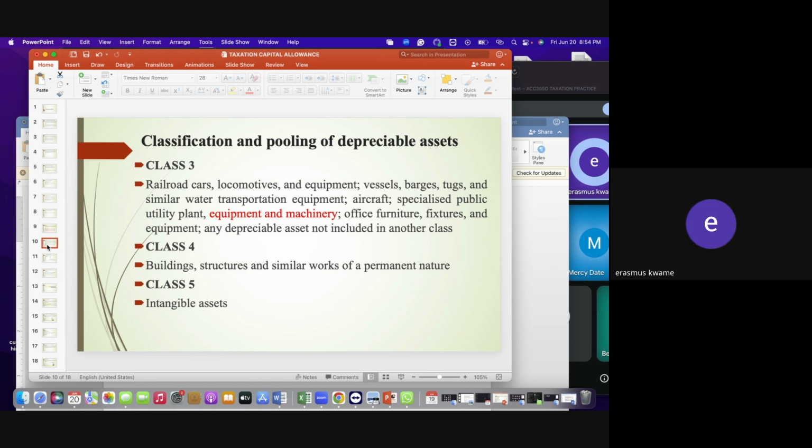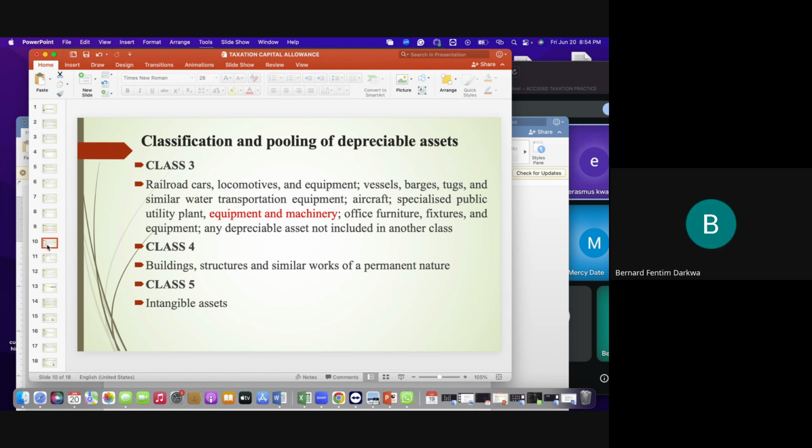Doc, respectfully, how will you distinguish between equipment and machinery under class 2 and those of class 3? How will you do it? How will you distinguish between equipment and machinery under class 3 and those in class 2?